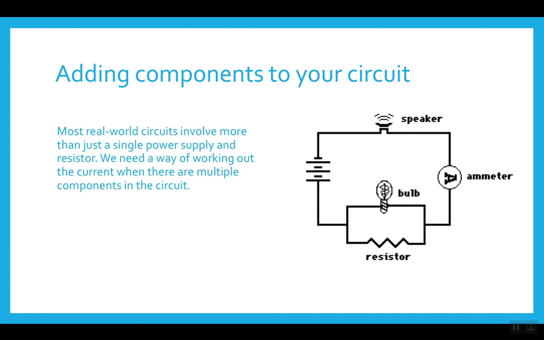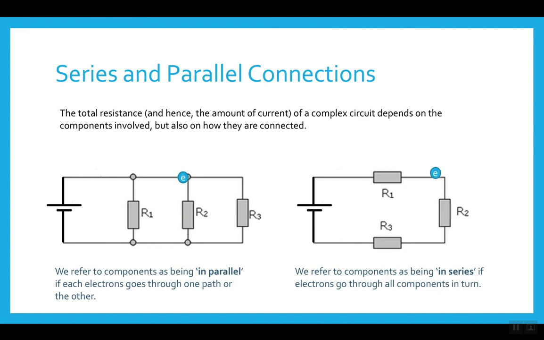Now, in the real world, you generally don't just have a power pack and a bulb. You've got multiple things in there. So we can work out the current even when there are lots of components in the circuit by looking at what resistance we've got in there. Actually, how we calculate that depends on whether the components are in series or in parallel. Series means that they are all one after the other with the same wire going through all of them, and the electrons have to go through each one. Parallel, there are branches, and the electrons would just go through one of those branches to get home.